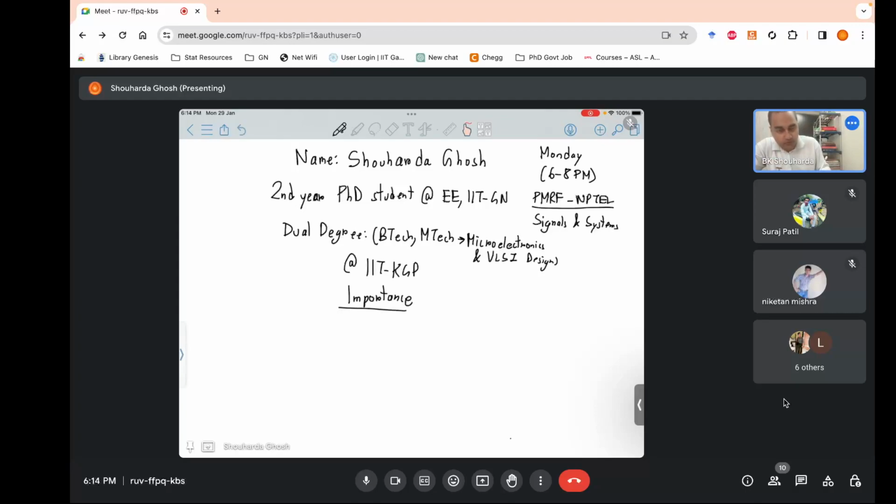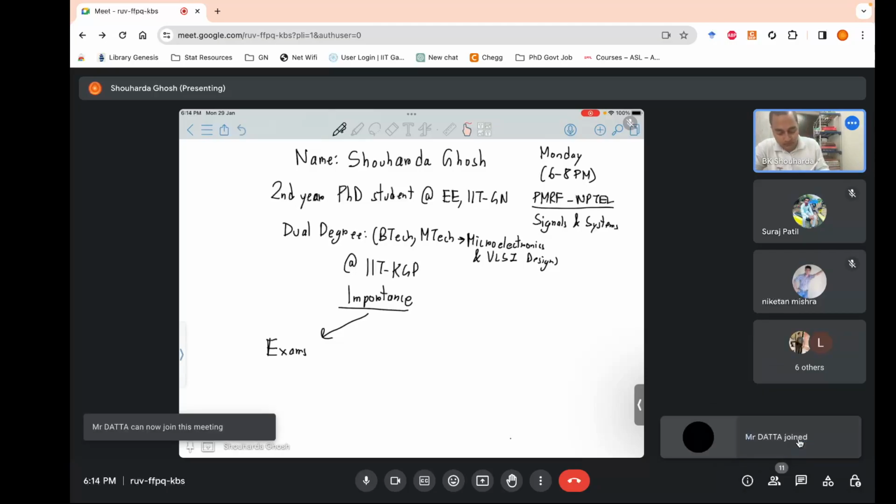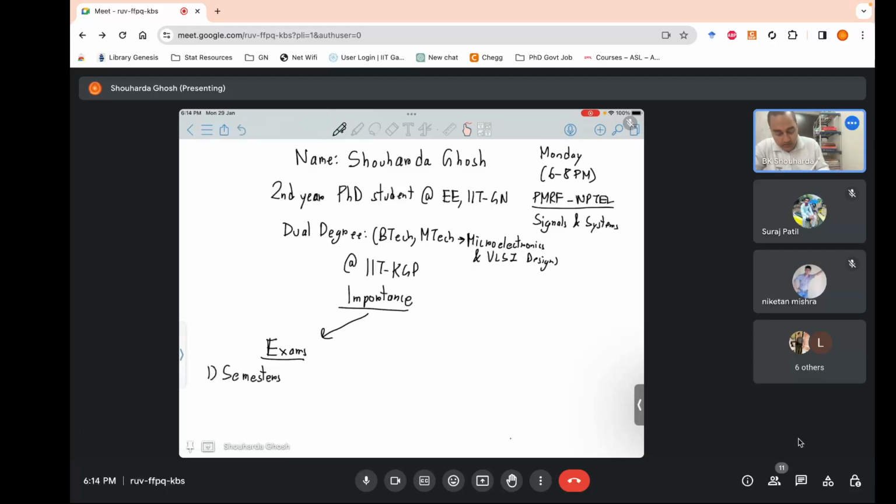from two perspectives. First, exams. How is it important from an exam perspective? You have this in your semesters, whether from EE, EC, IN, or whatever be the variants of electrical and electronics engineering. There are thousands of names, but essentially they are the same. It's expected that you have one semester course for the signals and systems course.